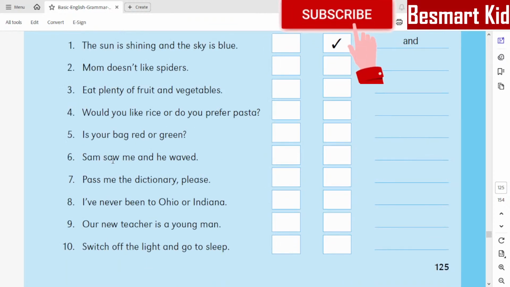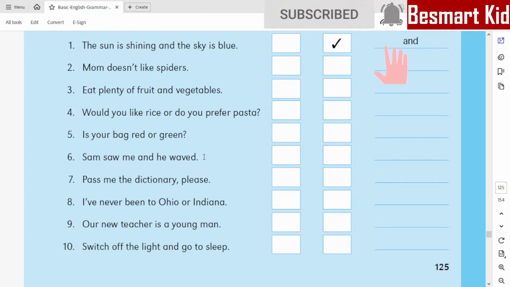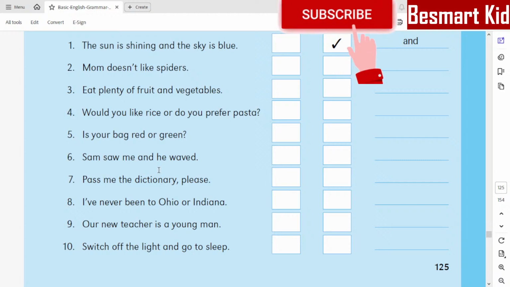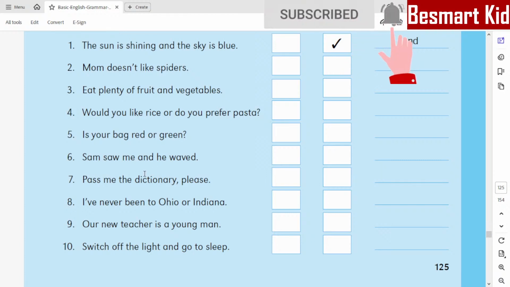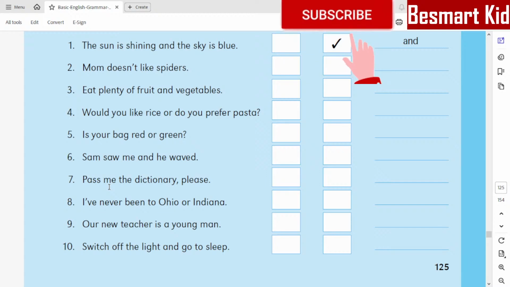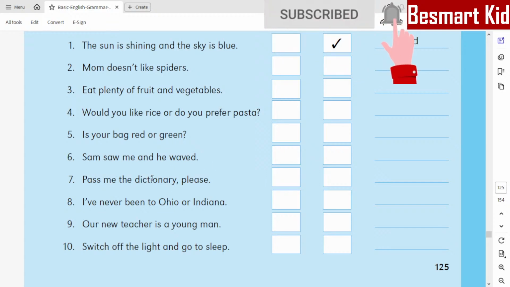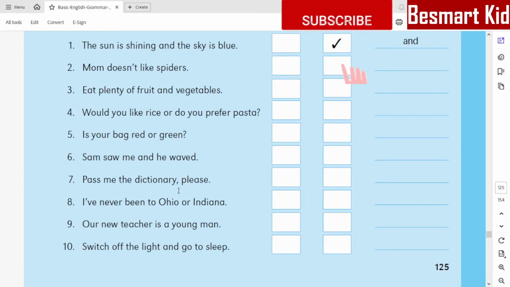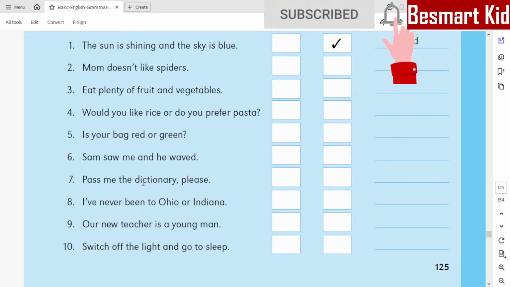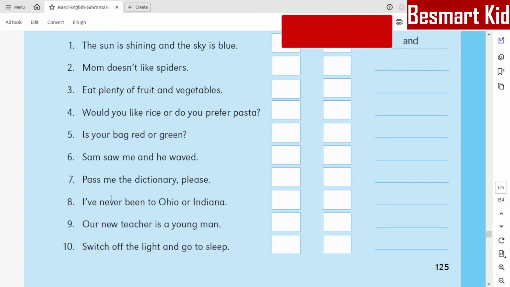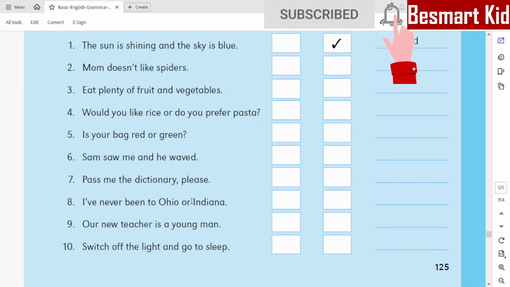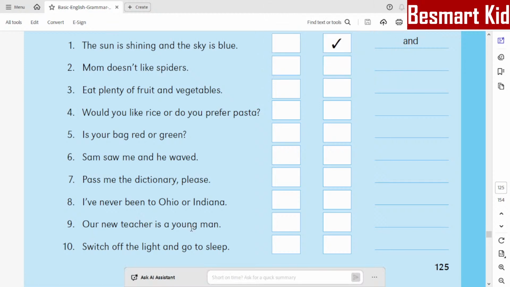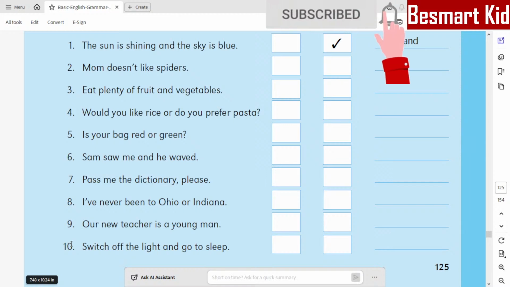Sixth, Sam saw me and he waved. Seventh, please pass me the dictionary. Or you can say, please pass me the dictionary. Eighth, I've never been to Ohio or Indiana. Ninth, our new teacher is a young man. Tenth, switch off the light and go to sleep.